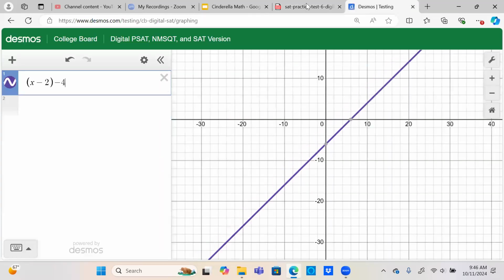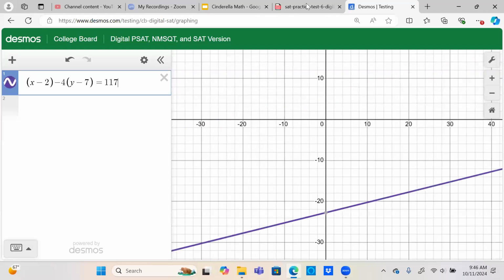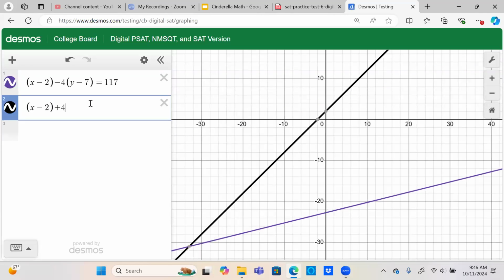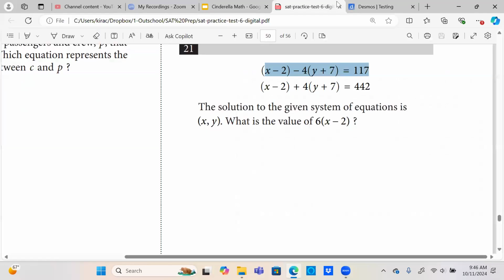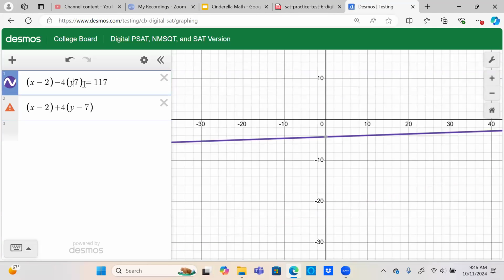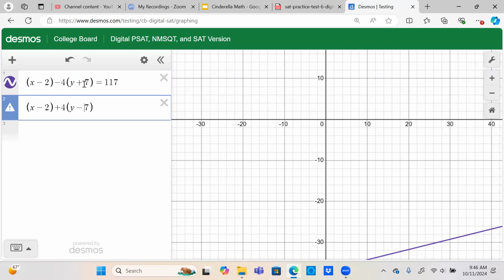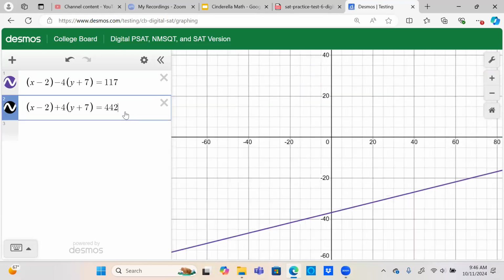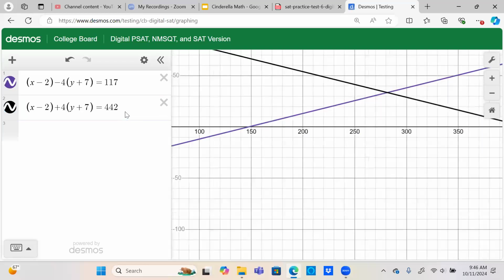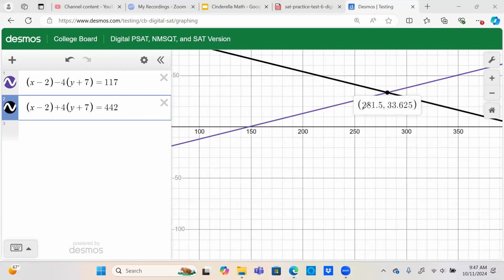-4. And then same thing right here. Do your second one. Is it Y minus or plus? Sorry, it's plus. Okay. All right, let's zoom out until we find those two lines and their intersection. There he is. And then here's your X.